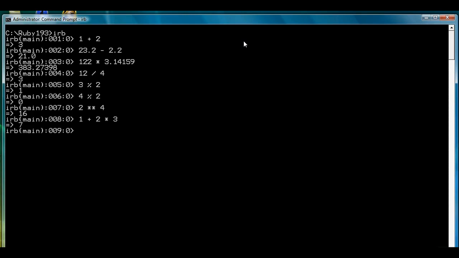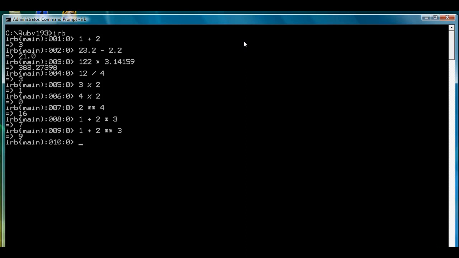That's what we're talking about when we say order of precedence. Multiplication and division always have higher precedence than addition and subtraction. And exponentiation fits in there also. For example, in this case, 2 is raised to the 3rd power before being added to 1.